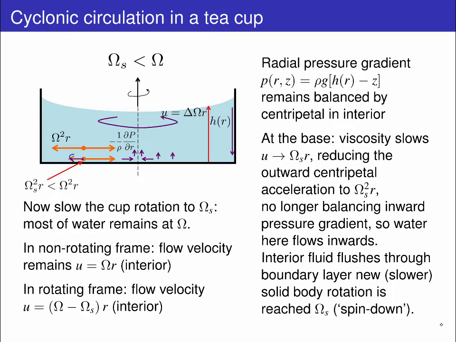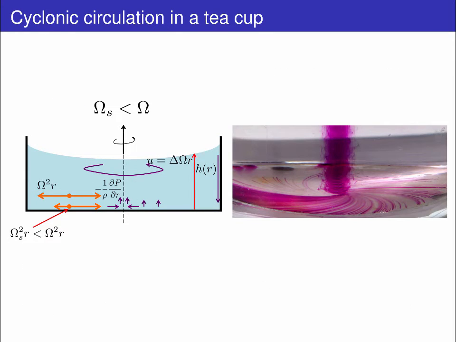Over time, all of the water in the interior will flush through this boundary layer and slow to the new solid body rotation of omega s. This is referred to as spin down. Continuity requires this boundary layer flow to go somewhere once it reaches the center. Here you can see it forms a central cyclone.